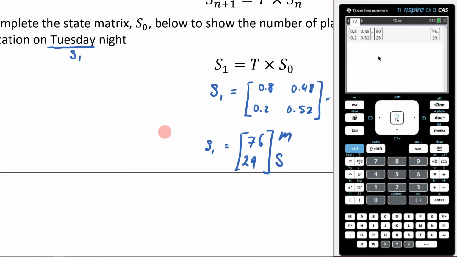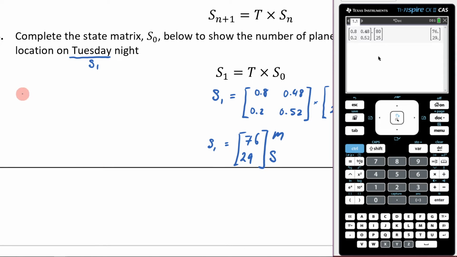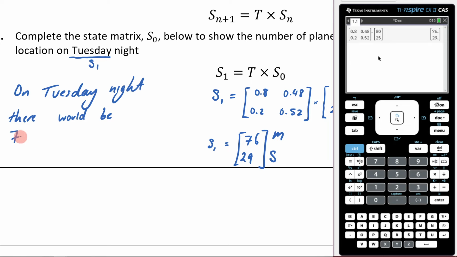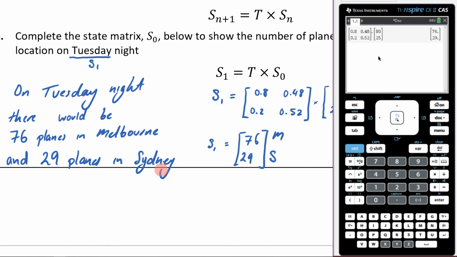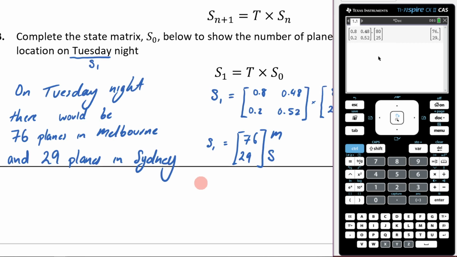So now we can come over here and let's just write down what we're saying. So we're going to say on Tuesday night, there would be 76 planes in Melbourne, and 29 planes in Sydney. Oh, that's a funny looking Sydney. Perfect. And that is it.